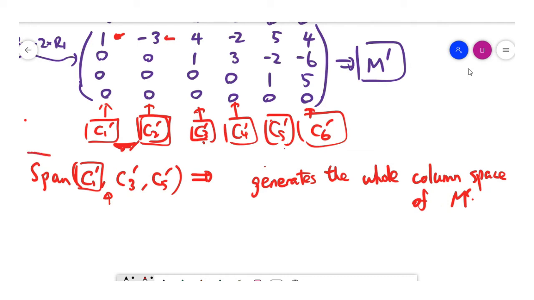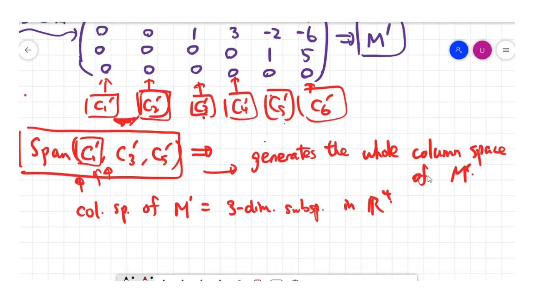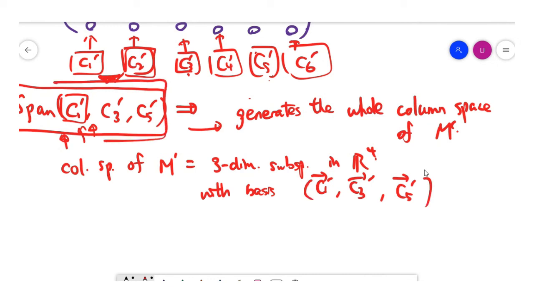So it means that's the way we get the column space. And if you recall the concept of basis, I'm looking at the basis actually. So let me put it here. The column space of M prime is actually spanned by the 3 vectors here. It means it's actually a 3-dimensional subspace in R4, right? And to describe this subspace in a more careful way, we can use the basis, which is the C1 prime, C3 prime, C5 prime. That's what I said. Just using these 3 basis elements, it actually spans the whole 3-dimensional subspace already.